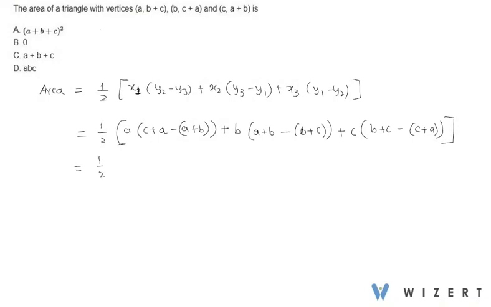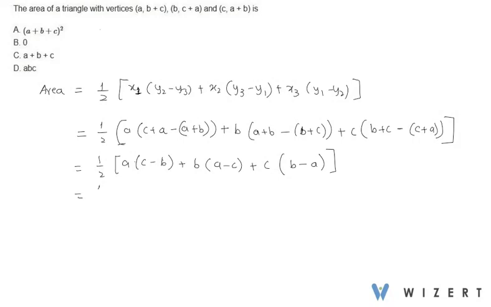Which is equal to half into a multiplied by c plus a minus b minus a, where plus a minus a will be cancelled out, so c minus b. Multiplied by c minus b. Similarly, b into a plus b minus b minus c, so plus b minus b will be cancelled out and we are left with a minus c, and c into b plus c minus a. So plus c minus c will be cancelled out. We are left with b minus a.